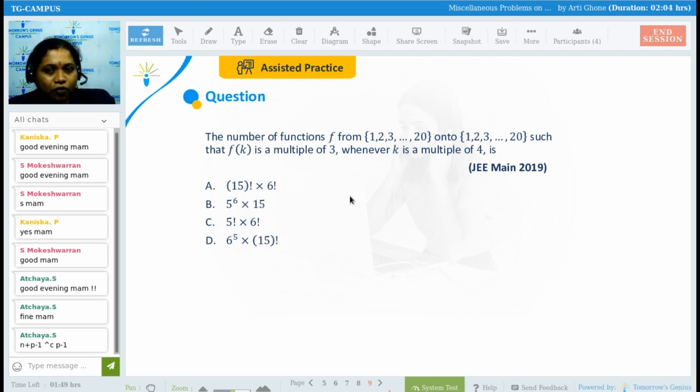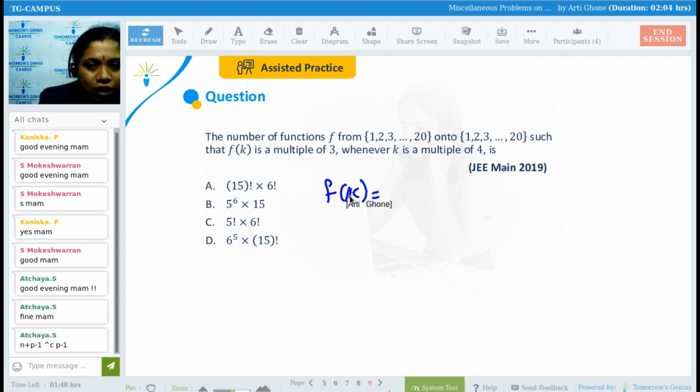Okay. The next one is a direct question which involves this kind of thing. Now see, the number of functions f from {1 to 20} onto {1 to 20} such that f(k) is a multiple of 3 wherever k is a multiple of 4. Now, first thing you have to calculate the number of elements of f(k). What are the ordered pairs which are following? What is f(k)? Can anyone tell me? Forget that this is a question of permutations and combinations. Just try to answer me what exactly f(x) is.